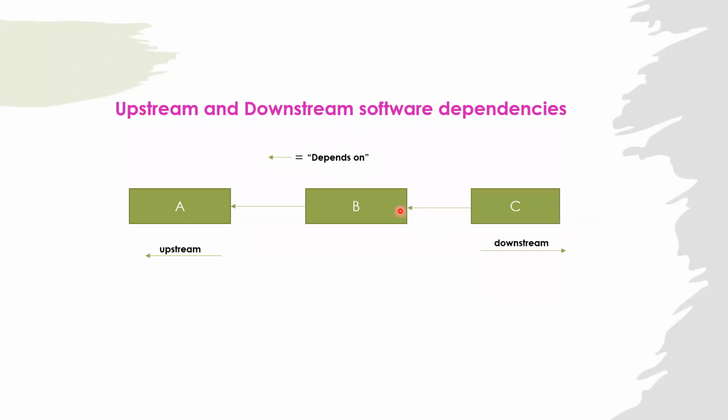Let's look at these rules in different areas, starting with upstream and downstream in software dependency. Most software components have dependencies on other components. So what is an upstream dependency and what is a downstream dependency? Here we have A, B and C. Component C depends on component B, which in turn depends on component A. So component C depends on B, and B in turn depends on A.